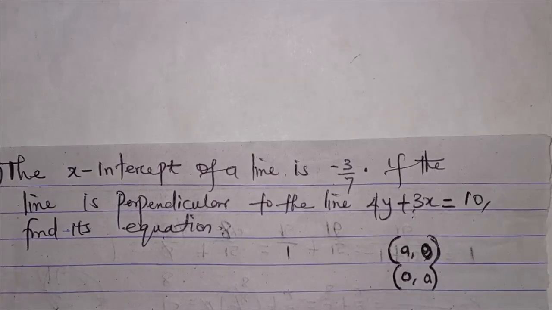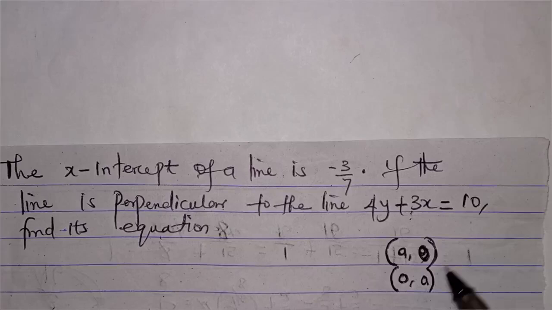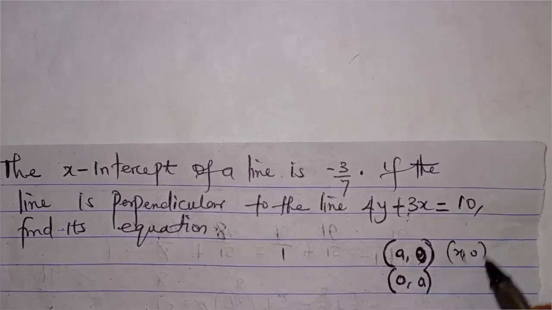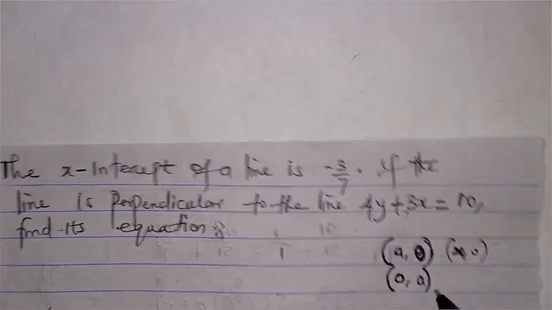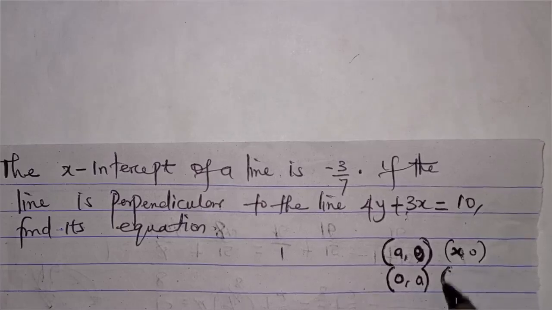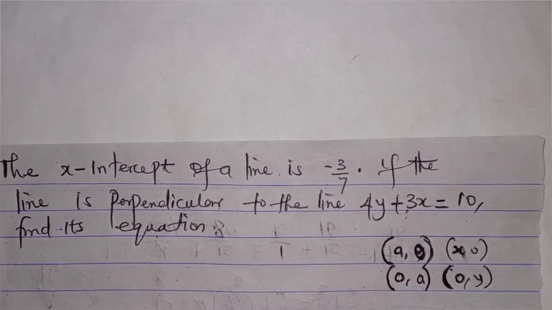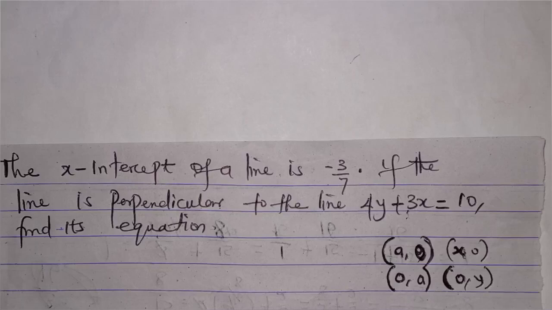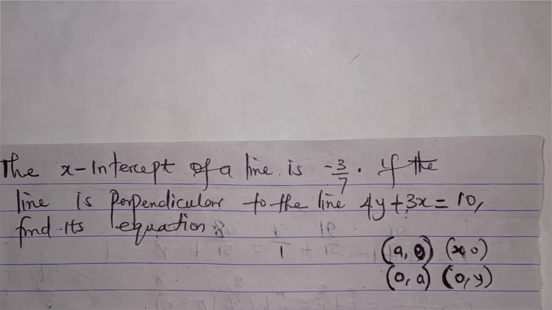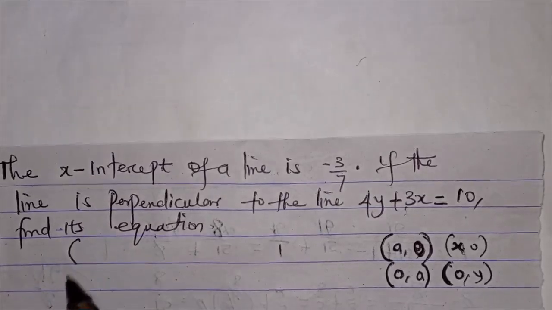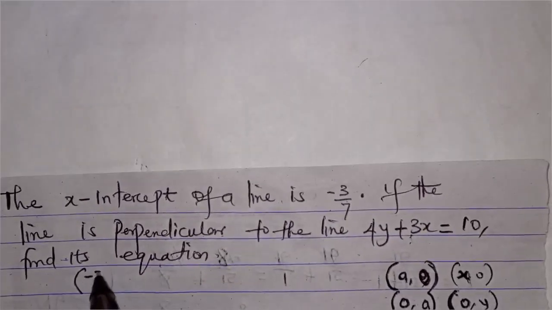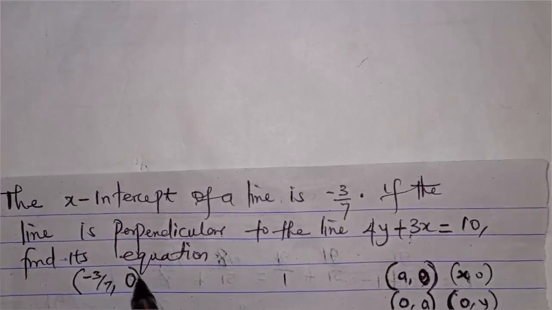So the x-intercept is, let's say, s comma 0. So x here, the value of x is the x-intercept, and the value of y here is the y-intercept. So the x-intercept occurs where y is 0, and the y-intercept occurs where x is 0. So the x-intercept of a line is minus 3 over 7. It means that the line passes through this point. x is minus 3 over 7 when y is 0. That's what it means.